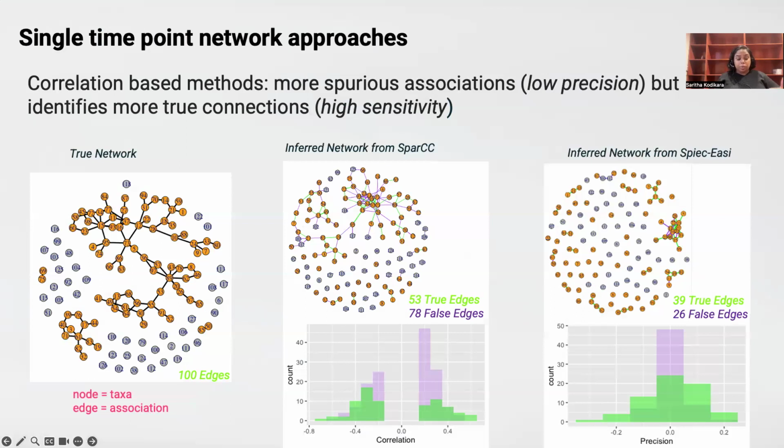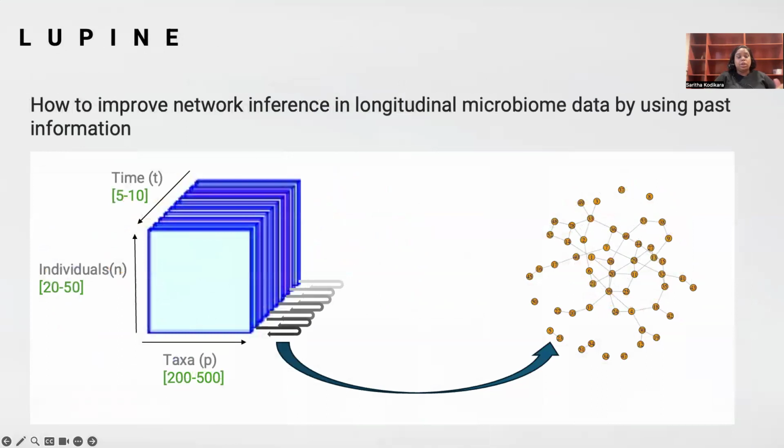Now we will move on to the longitudinal approach. My main idea is whether we can use past data to influence our network. But we also don't want the past to influence our current network too much, because there could be network disruptions at specific time points. So we want to learn from the past, but we also don't want to learn too much.